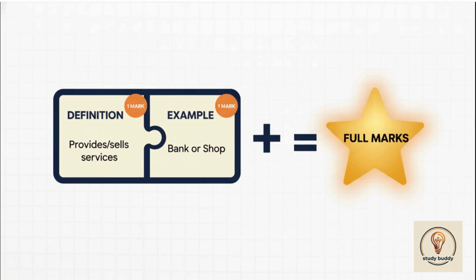Check this out. This model answer is exactly what they're looking for. It's a simple, killer combo: definition plus example. First, you give a clear definition. It provides services. Boom, that's 1 mark. Then you back it up with a solid example, like a bank or a shop. Bingo, 2nd mark. It's a simple formula that works every time for these definition questions.